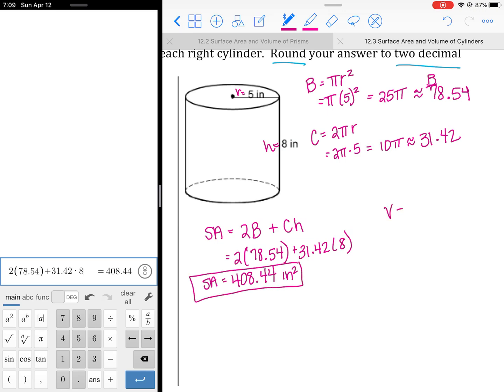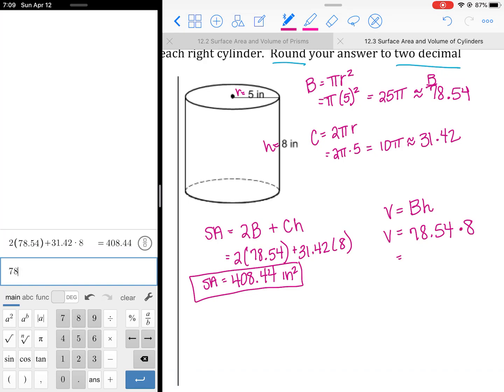I also need to find the volume. So the volume of a cylinder is the area of the base times the height. Whenever I plug this in, the area of the base was 78.54. I'm going to multiply that by the height, which was 8. So in my calculator, 78.54 times 8 is 628.32. All right, so volume is three-dimensional space, so it's in cubic inches.